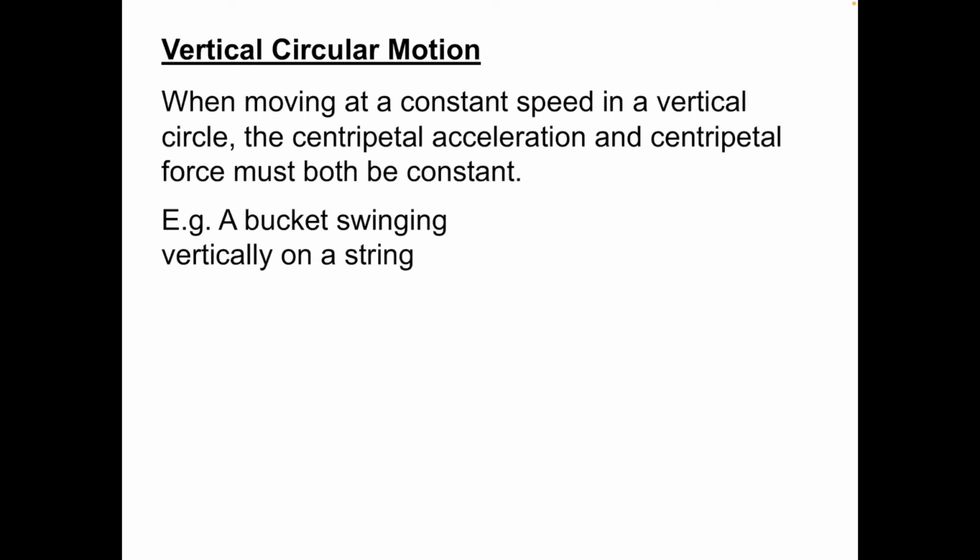So we're going to use our example as a bucket swinging vertically on a string. We know that our centripetal force must be constant, but the forces that cause the circular motion can change. Okay, so let's take our bucket on a string. While the bucket is swinging on the string, we're going to look at the centripetal force at points A, B, C, and D.